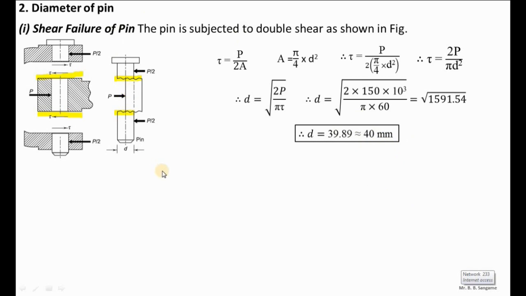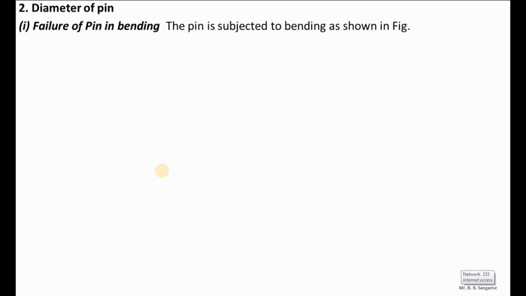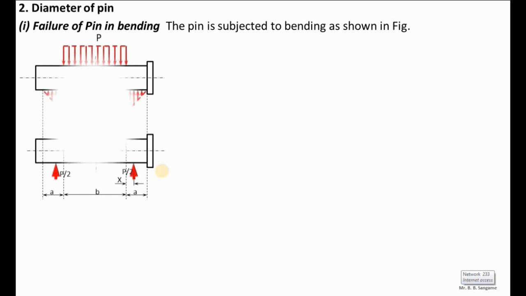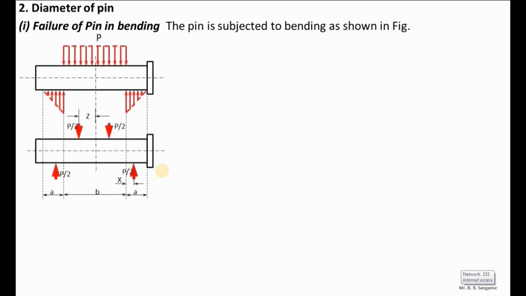Next, I am going to calculate the diameter of the pin in bending, and I am going to compare the diameter of the pin in shear and the diameter of the pin in bending, and select the one which has the larger value. Next is the failure of the pin in bending. Here I have shown the free body diagram again. The portion which is contained inside the eye will be subjected to a uniformly distributed load, and the portion which is contained inside the fork will be subjected to a uniformly varying load.